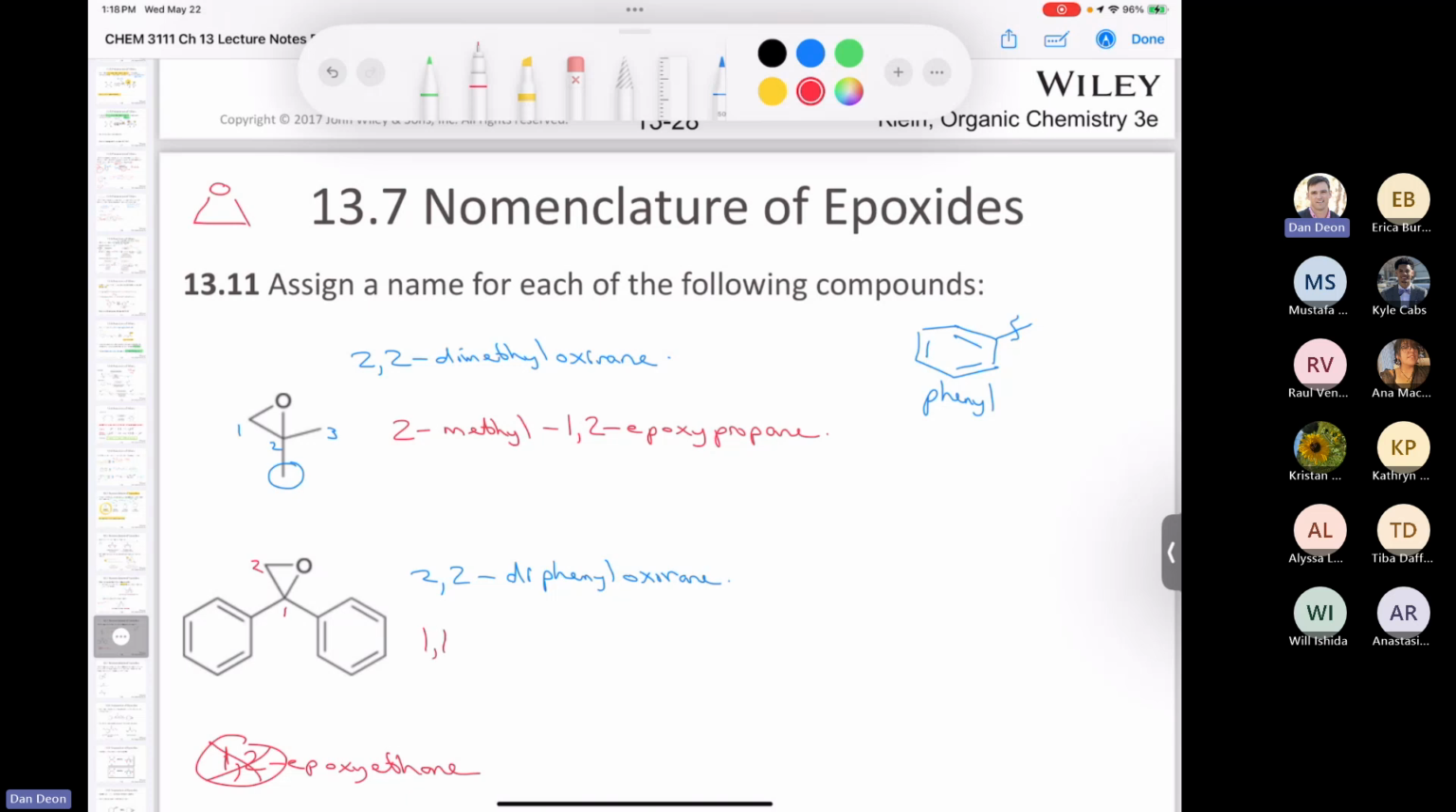1,1-diphenyl epoxyethane, like that. There we go.